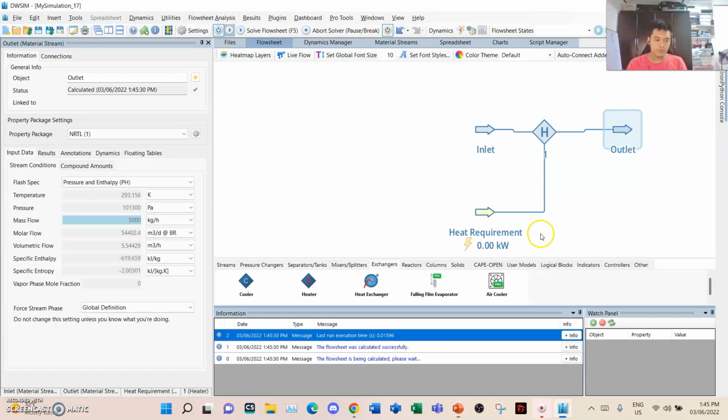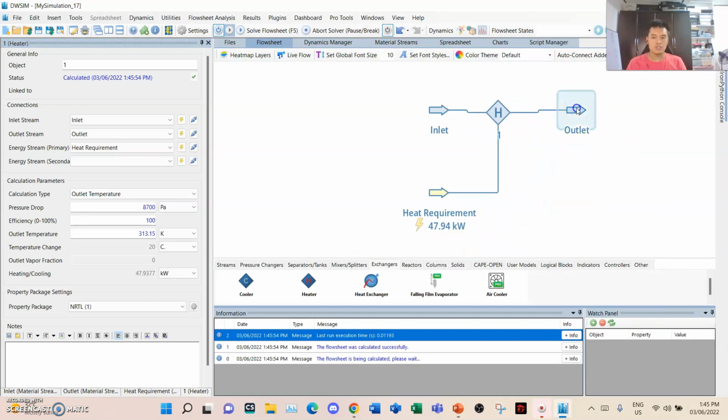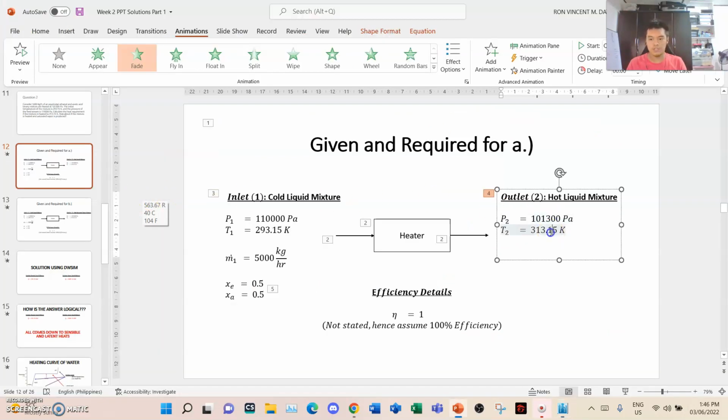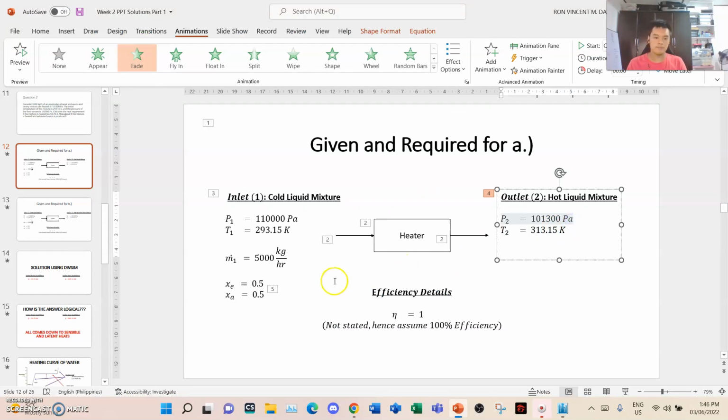Next, we need to find the outlet temperature. So the calculation type must be outlet temperature. Outlet temperature must be 313.15 Kelvin. And this is what we get. So as a result, double check, the outlet temperature is 313.15 Kelvin and outlet pressure is 101,300 pascal.